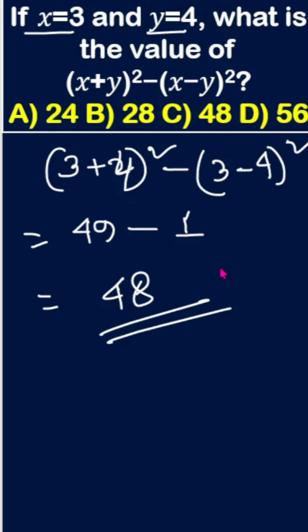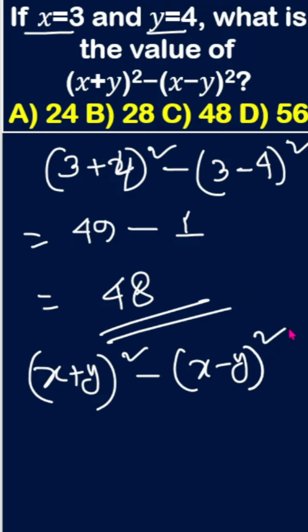But this is the worst way to solve these kinds of problems. It's a very simple thing. (x plus y) whole square minus (x minus y) whole square means 4xy.